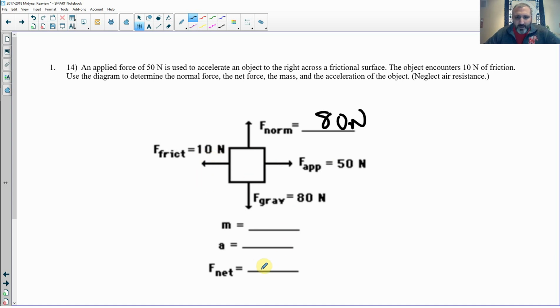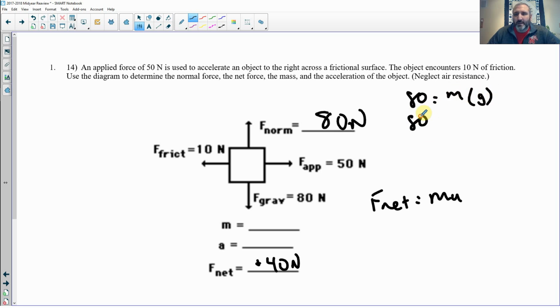So we know F net, which equals ma, but it also equals what happens when you add all these forces. 80 and 80 cancel out, so your net force is going to be positive 40 newtons. And in order to figure out what the acceleration is, we need to use the equation F net equals ma, but I don't know what the mass is. But I do know the gravitational force is 80 newtons, and I know 80 must be equal to the mass times the gravity. So 80 equals mass times negative 9.8.